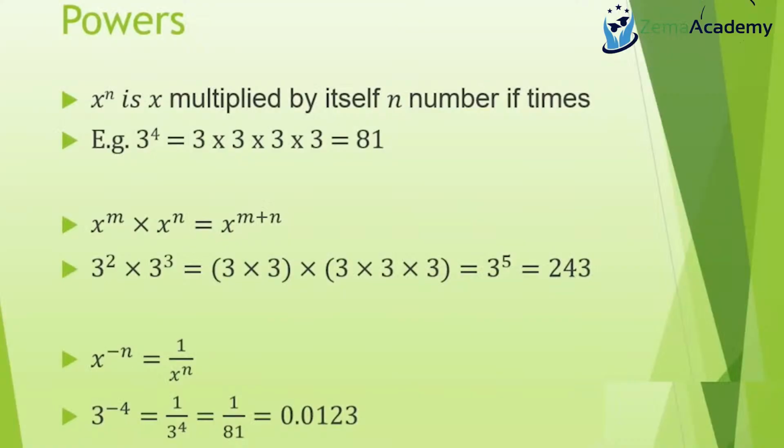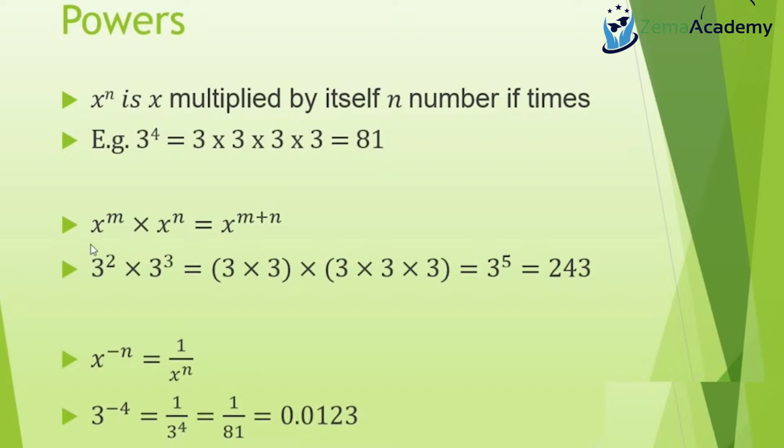There's a few things to learn about powers, also called indices. The first thing is that we write them like this: x to the n. x represents a number, n represents another number, and basically that notation means that it's the number x multiplied by itself n number of times. So for example here, you can see 3 to the power of 4 is 3 multiplied by itself 4 times. So 3 times 3 times 3 times 3, which is 81.